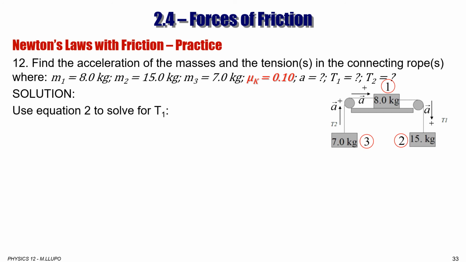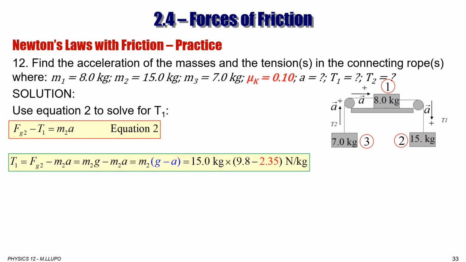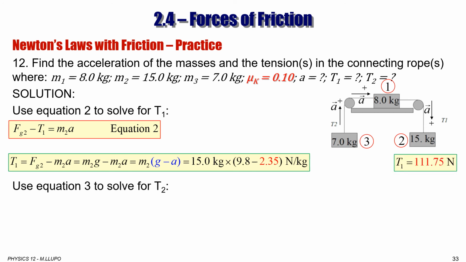Okay, the last step would be solving for T1. You can use equation number 2 because it includes T1. Solving for T1 gives Fg2 minus m2a, then Fg2 is m2g minus m2a. You can factor m2 because it's common: m2 times g minus a. That is 15 kilograms times 9.8 minus 2.35 Newton per kilogram. Kilogram and kilogram cancel, so what is left is 111.75 Newton.